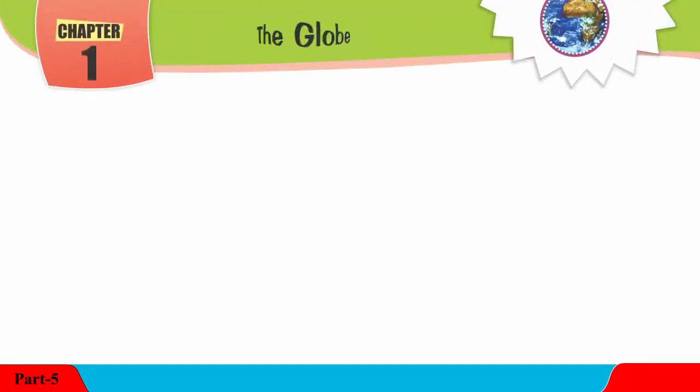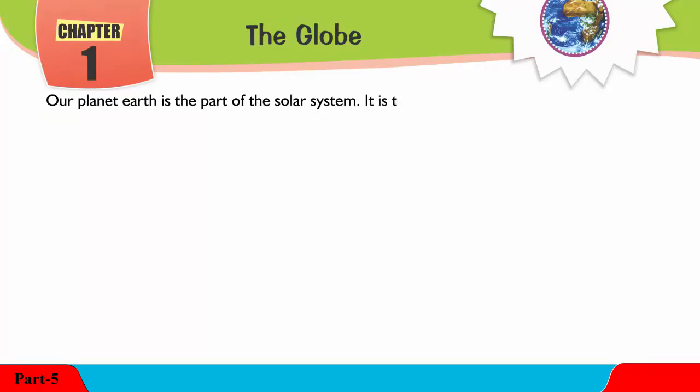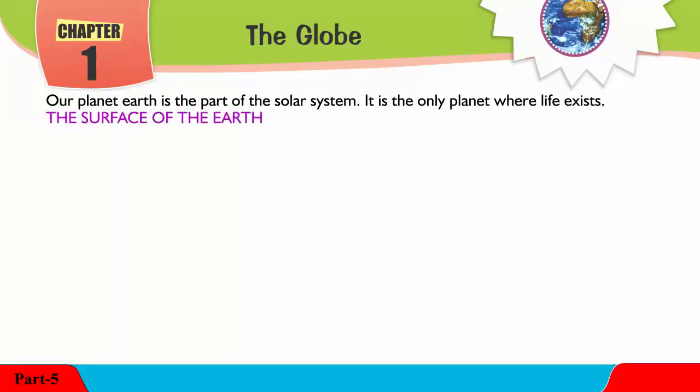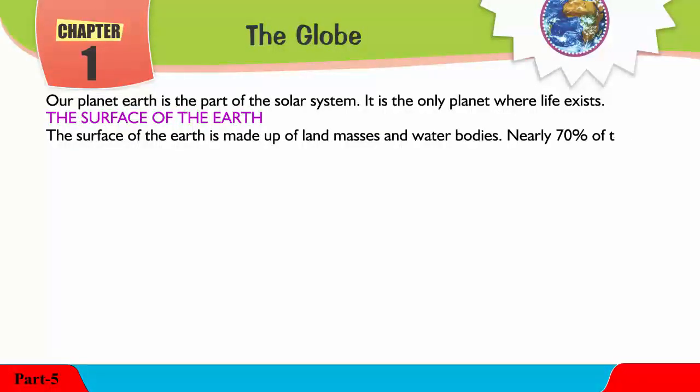Chapter 1. The Globe. Our planet Earth is a part of the solar system. It is the only planet where life exists. The surface of the Earth. The surface of the Earth is made up of land masses and water bodies. Nearly 70% of the Earth's surface is covered with water and the rest is land.